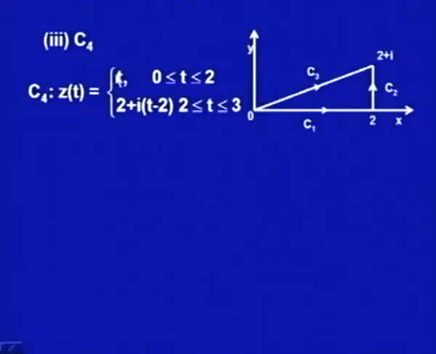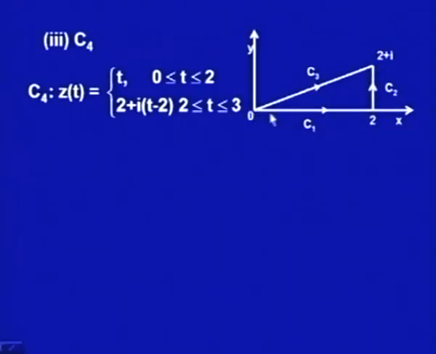z(t) is t from 0 to 2, and then 2 plus i(t minus 2) for 2 to 3. You see this part is easy because along this path it is just the x-axis. So we simply have x equal to t and y equal to 0. Along this path, I just want the parameterization in the same continuation.